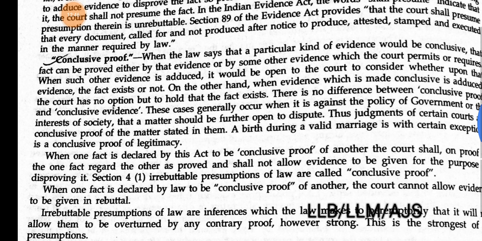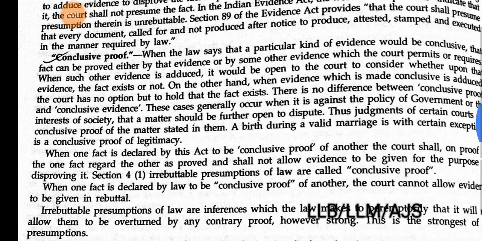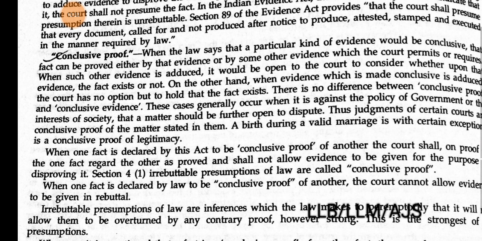Then comes conclusive proof. When the law says that a particular kind of evidence will be conclusive, that fact can be proved either by that evidence or by some other evidence which the court permits to be adduced. When such other evidence is adduced, it will be up to the court to consider whether upon that evidence the fact exists or not. On the other hand, when evidence which is made conclusive is adduced, the court has no option but to hold that the fact exists.